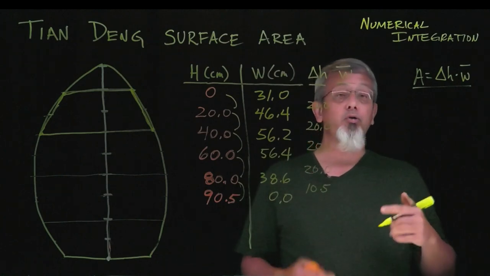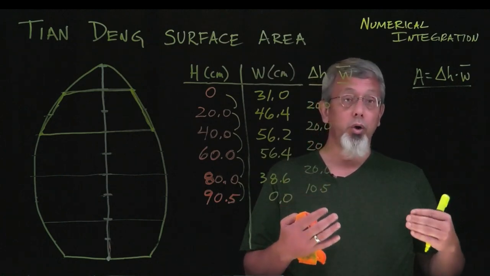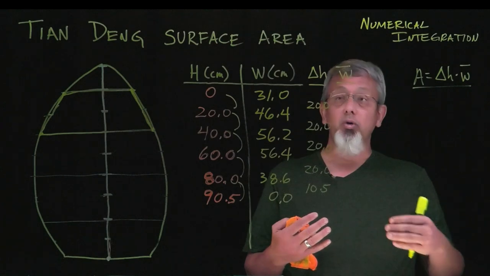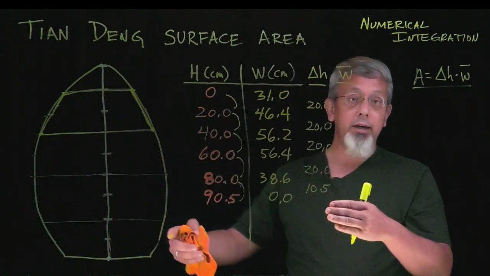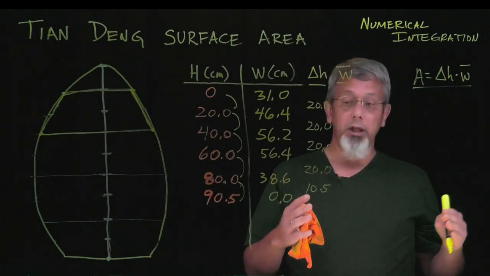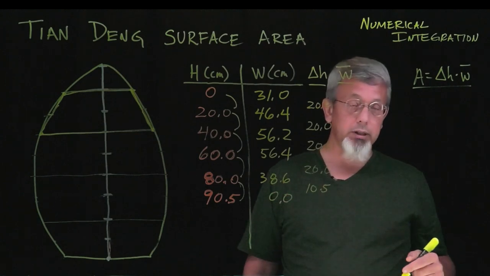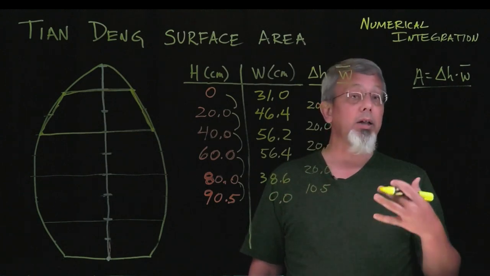Now, if we were doing a true trapezoidal rule in math, we would try to make sure that these were perfectly even, and then we could use a longer formula that didn't take into account that one of these was different. But we're going to just calculate each slice separately.